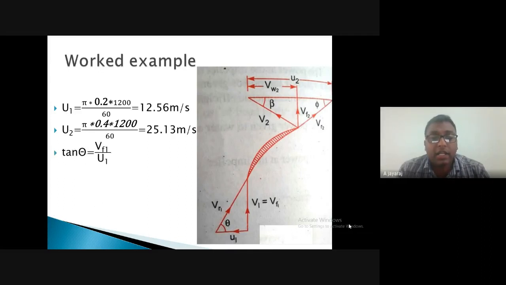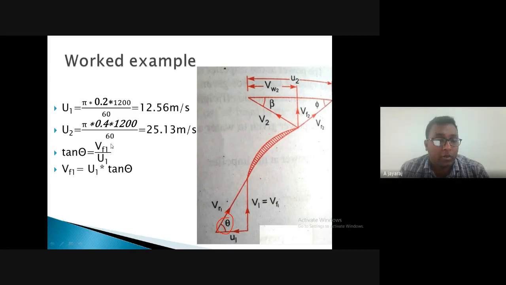So we know tan theta is equal to Vf1 by U1. Here we are able to find this from the inlet conditions. Applying tan theta, we get Vf1 divided by U1, that is opposite by adjacent side. We know the value of theta, and we know U1 from this calculation. We have to find out the value of the velocity of flow at the inlet.